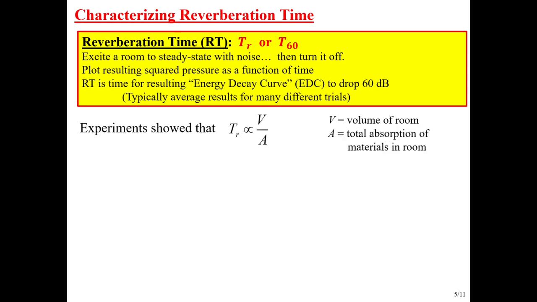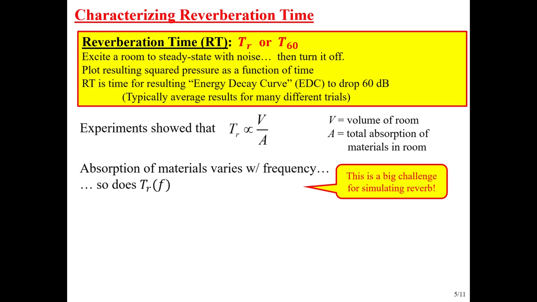Now, acousticians and physicists who study acoustics have experimentally shown that the reverb time depends on the volume of the room, so it's proportional to the volume. And then the A here, inversely proportional to A, that's the total absorption of the materials in the room. So that's not surprising. As the absorption goes up, the reverb time should go down. And as the volume goes up, the reverb time should go up. So that's the idea.